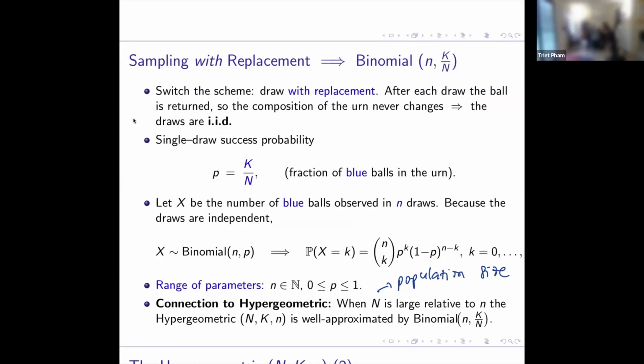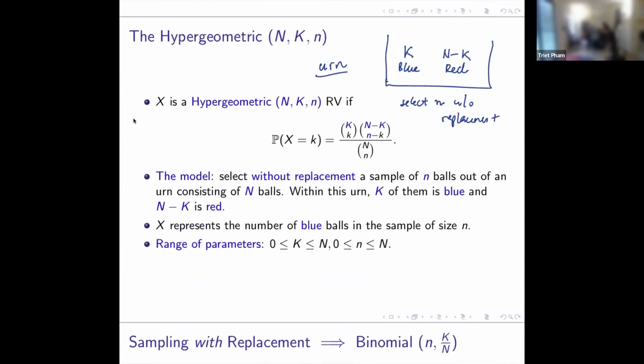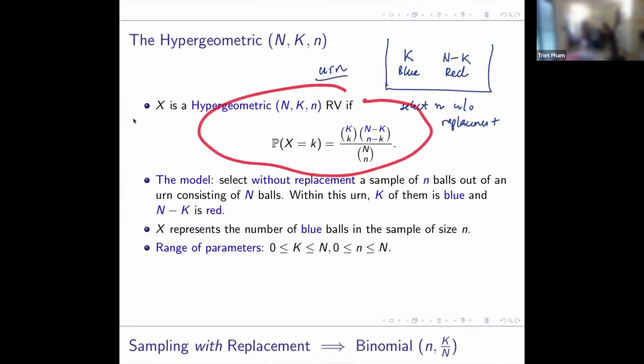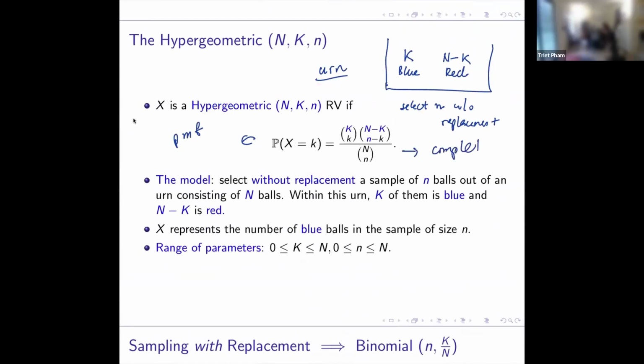So let's go back to the description of the hypergeometric here. As we say, this is the PMF. But let's ask right away: is this a complete description of the mass function? Have we described everything?